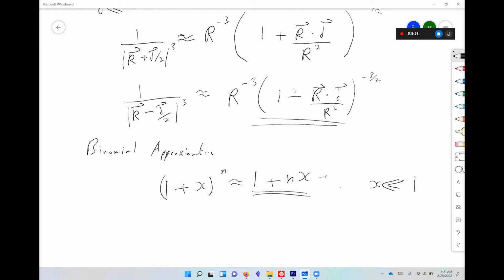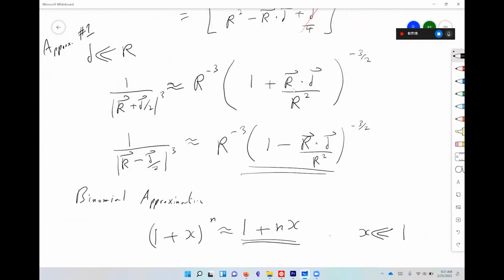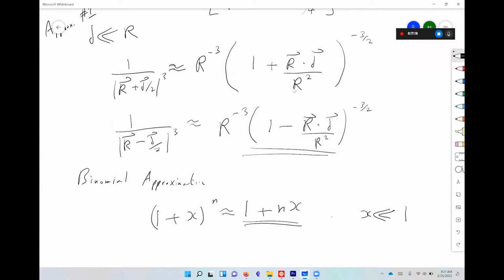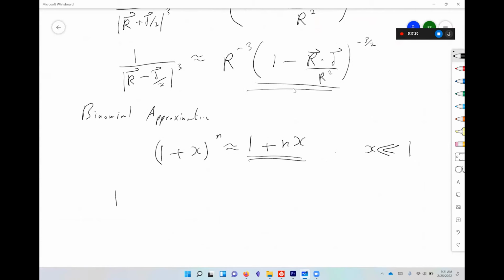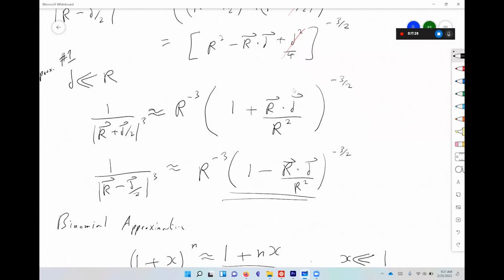There should be higher order terms with x squared, x cubed. I forgot what the exact terms are, but it follows the binomial theorem. But the first two terms are as follows. So what we can do now is we want to get rid of this power. So to get rid of this power, we use the binomial approximation, right? So we end up with 1 over r plus d over 2 cubed, approximately, after applying the binomial approximation.